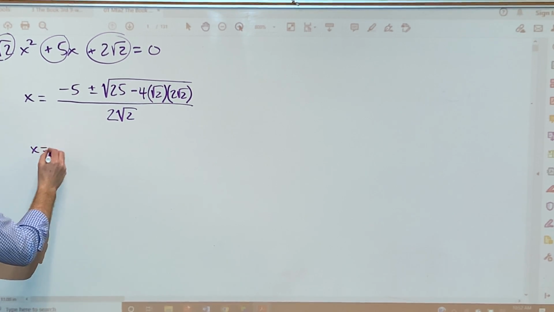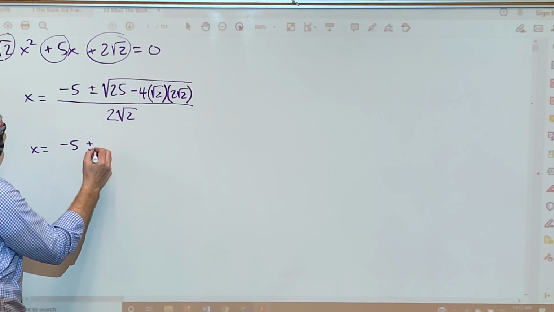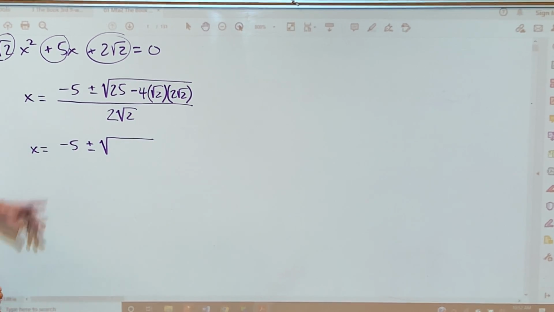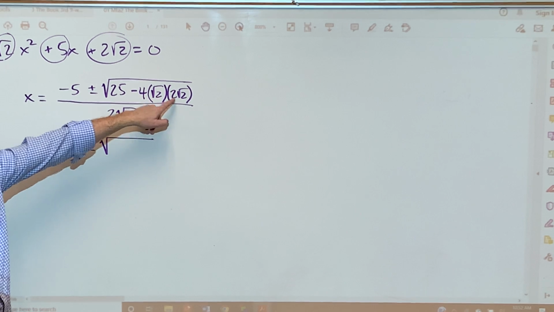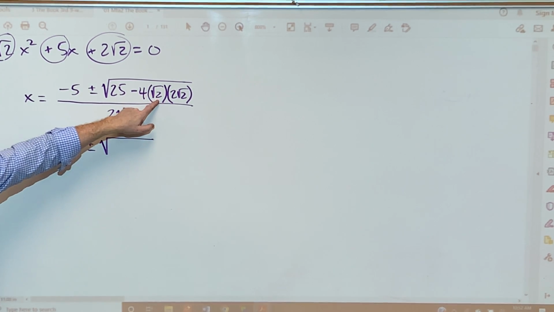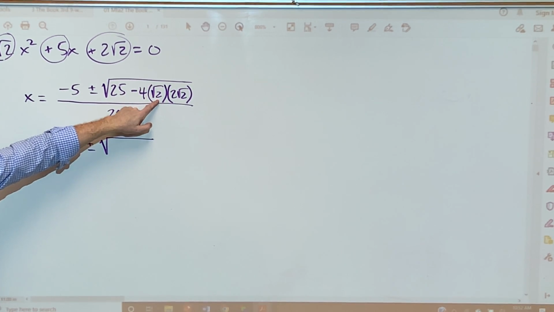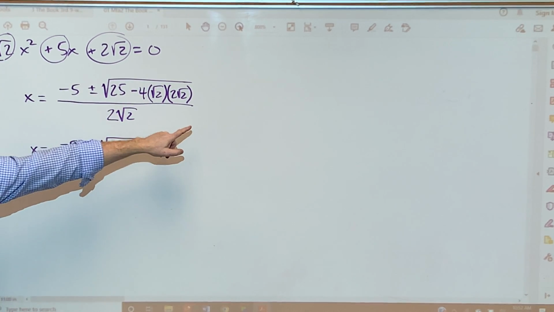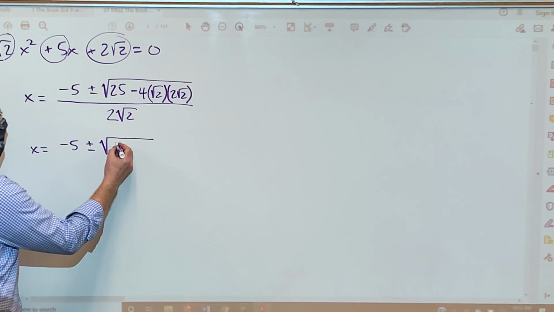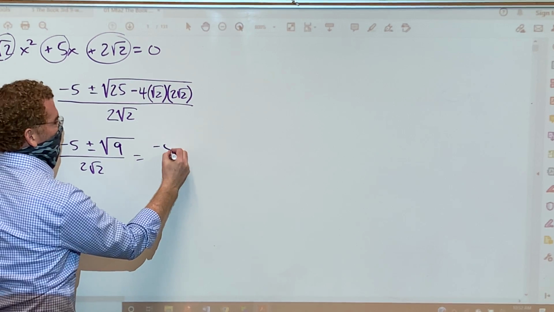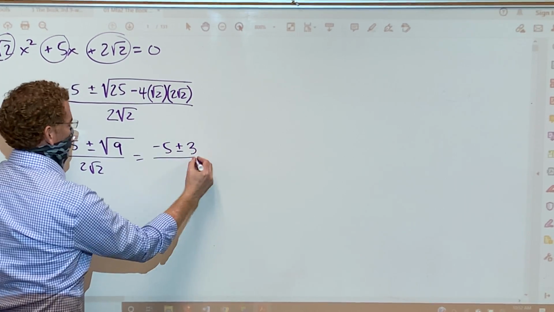So my value of x is negative 5 plus or minus what ends up happening there. What is 4 times root 2 times 2 root 2? Yeah, because the root 2 and the 2 give me 2, and the 2 times 2 gives me 4, and the 4 times 4 gives me 16. And what's 25 minus the 16? 9. And what's the square root of the 9? 3. So all of this ends up being negative 5 plus or minus 3 over 2 root 2.